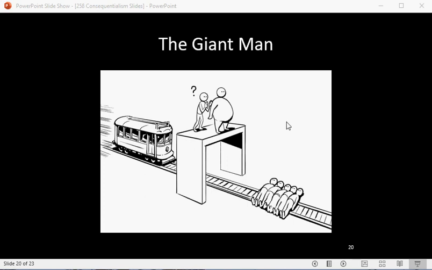Well, utilitarianism seems to say that it would be right for you to push the man and wrong for you not to. So again, this seems to conflict with most people's very clear moral intuitions about the morality of pushing the giant man in this case.